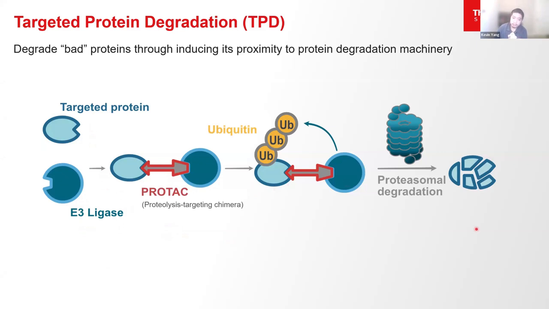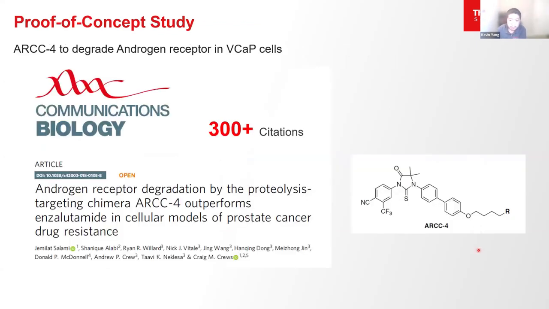People like the approach because this is a new way to target those undruggable proteins, and you're using a system that already exists in the cells to drive the degradation of those harmful proteins. For example, in this paper, they studied the PROTAC ARCC4, which can drive the degradation of androgen receptor in prostate cancer cells with high specificity and efficacy.